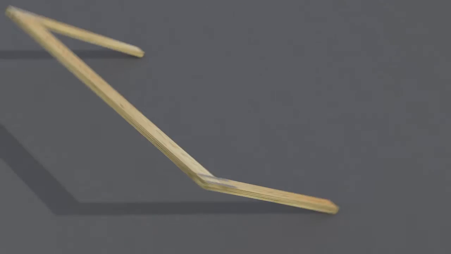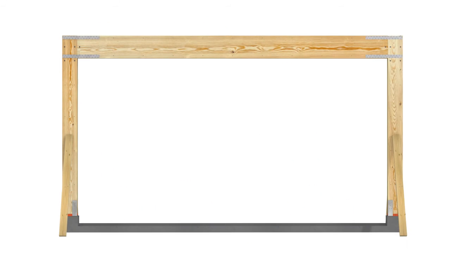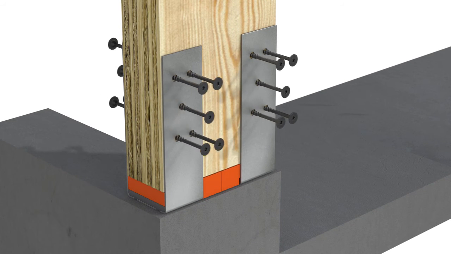Then stand the frame and place columns in the hold downs. Temporary shoring may be necessary to hold the assembly prior to connection to framing. Attach hold downs using the SDW screws provided.